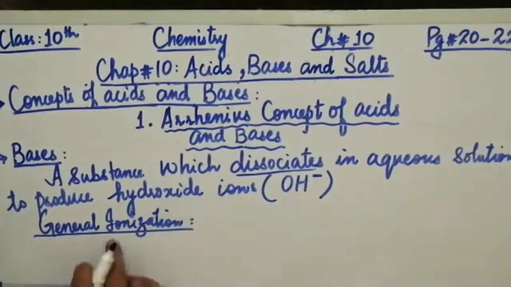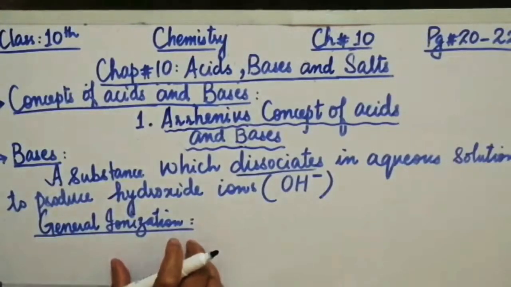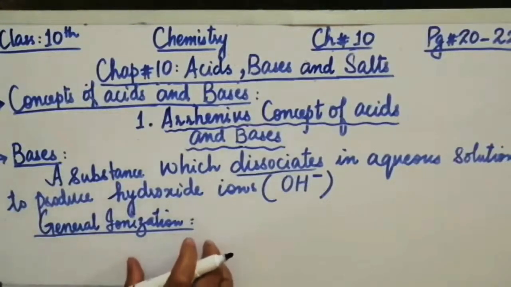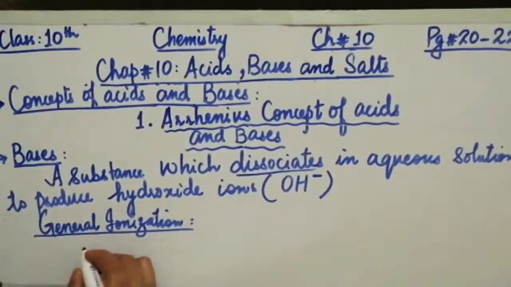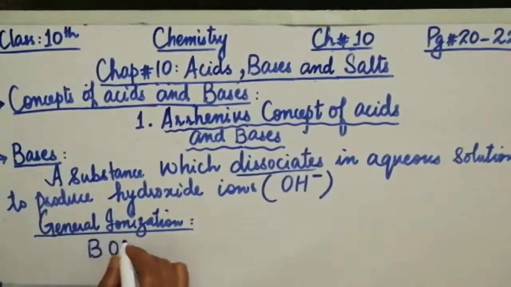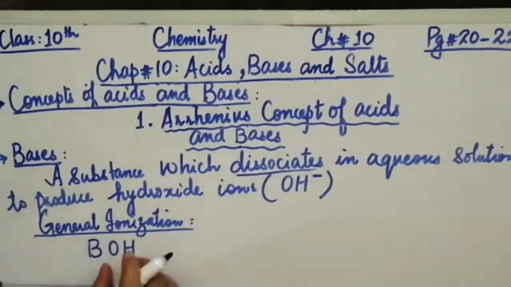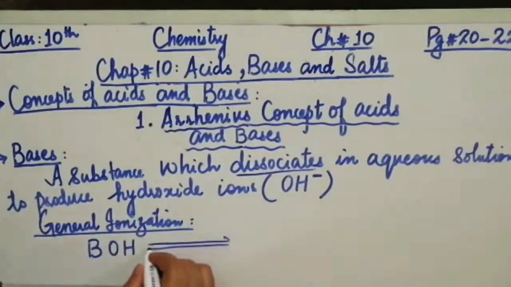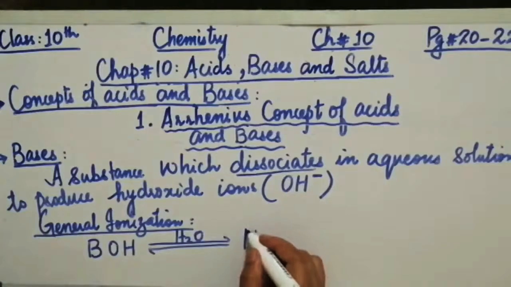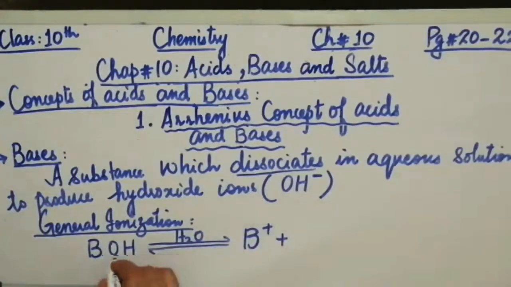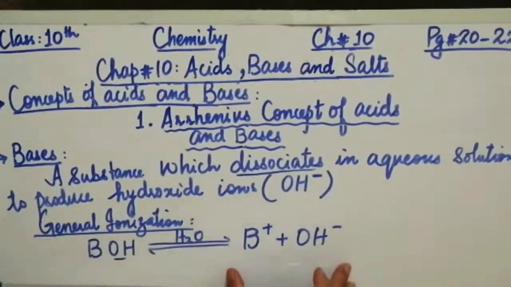What is the meaning of ionization? Conversion or breakdown of any compound into its ions is called ionization. For example, here I can take the example BOH. Suppose B is the base and hydroxyl, that is OH ions, are part of this base. So when you dissolve this base in water, it dissociates into its respective ions, in which the first ion is B positive while the second ion is OH negative. This general ionization reaction indicates that B is the base, and it is the property of a base that it contains hydroxyl ions.